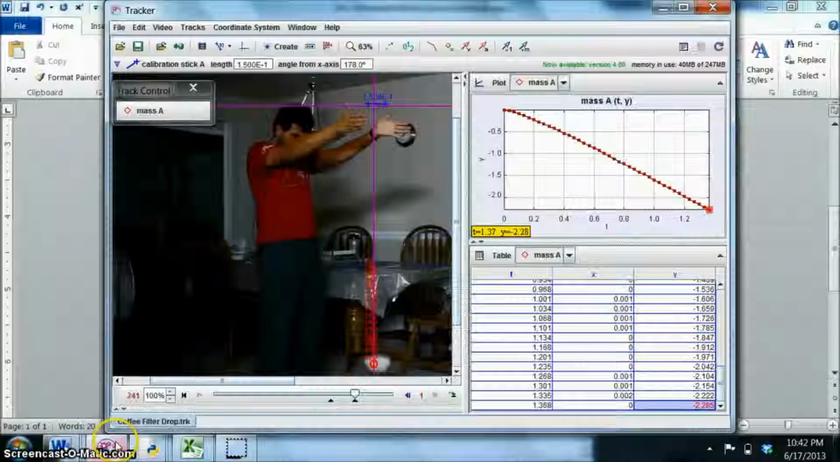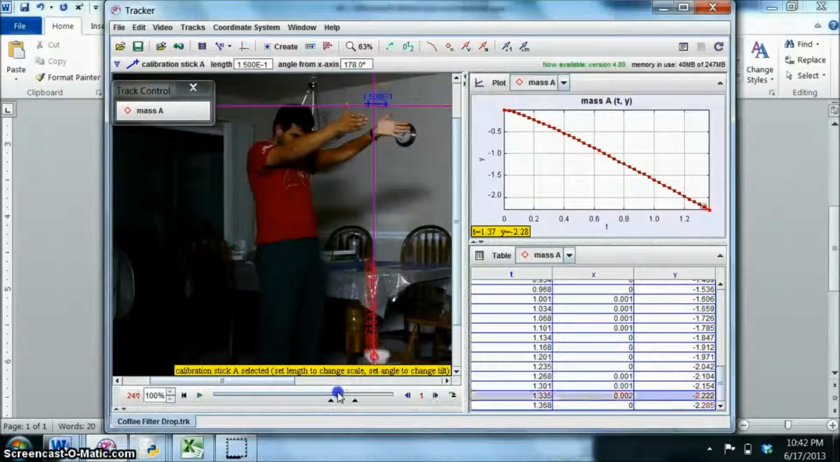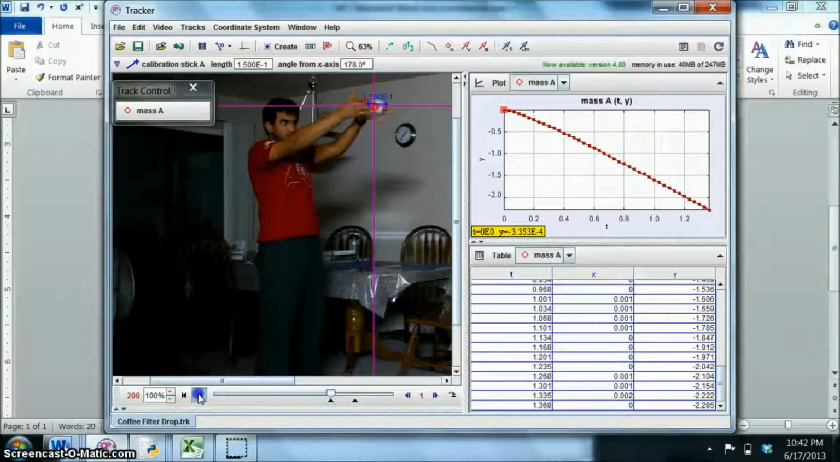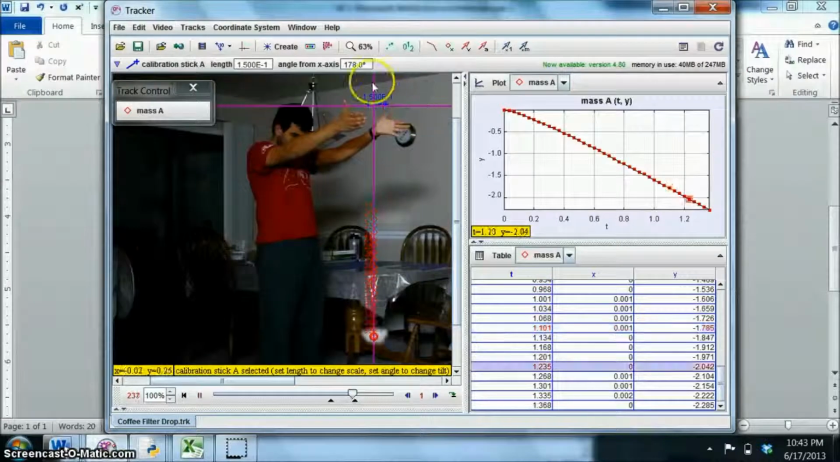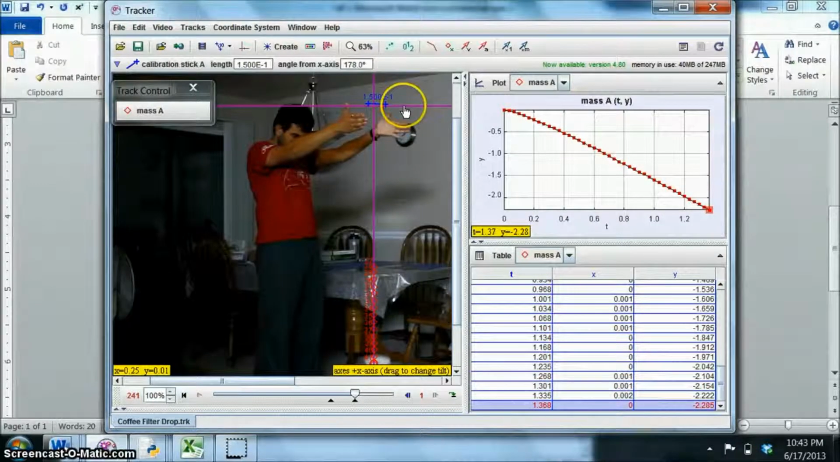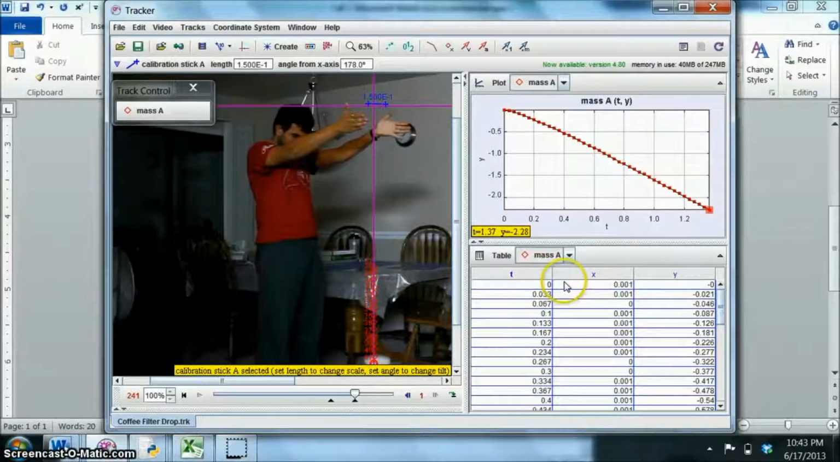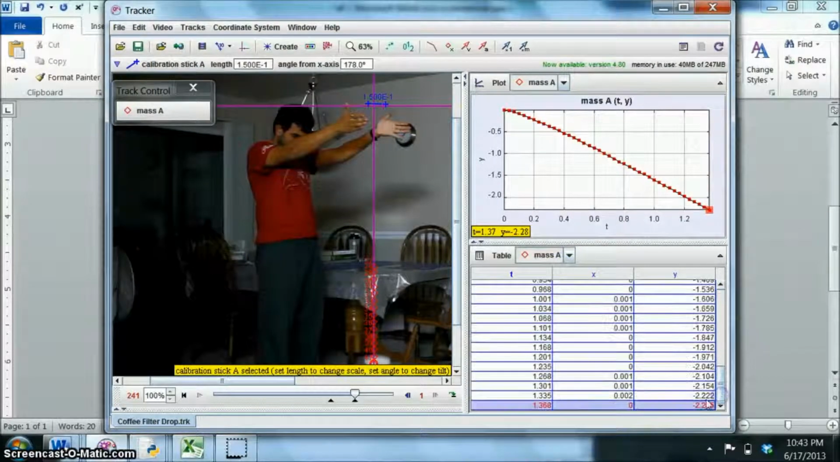So now let's look at my tracker. My system was a coffee filter today, and everything in my apartment was the surroundings. So you can see my object fell down the negative y-axis, with this being the positive y, this being the positive x, and this being the negative x. From tracker we obtained my initial position, the final time, and the final y position. And we kind of have an idea of our experimental graph here, which I'll get to later.